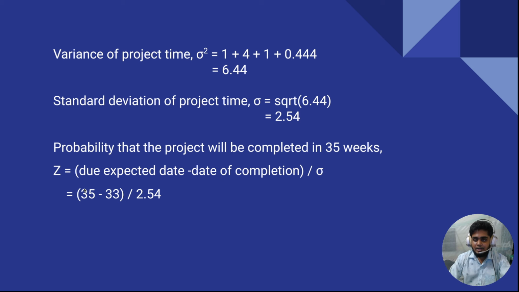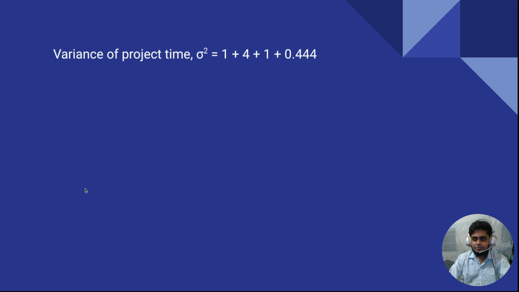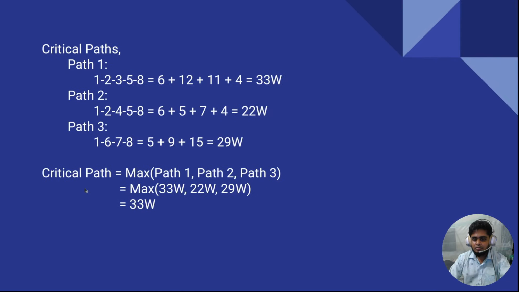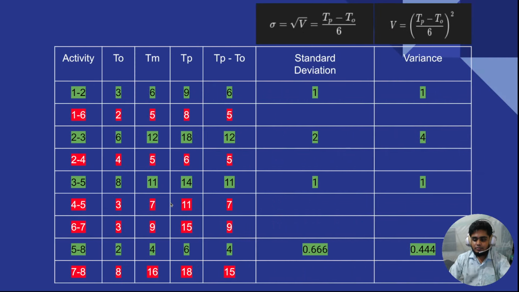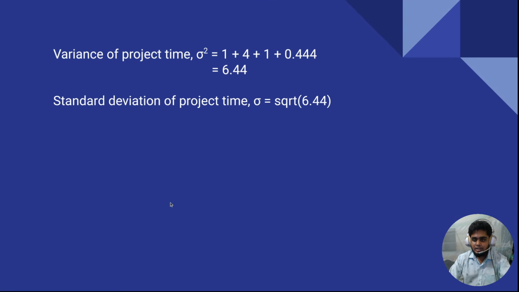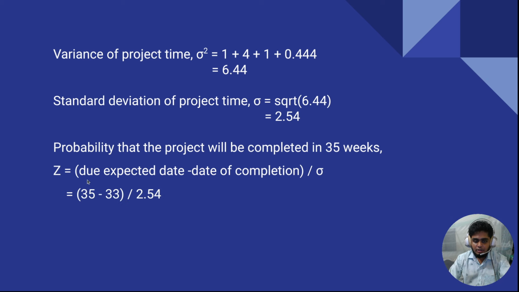What is 35 here basically? Okay, let's check. I have to check the term due expected. Okay, this 35 is basically this one. I forgot that. So this is the question, which already told you that 35 is the total weeks. The project will be completed in 35 weeks. So you have to use this value as the due expected date, 35.